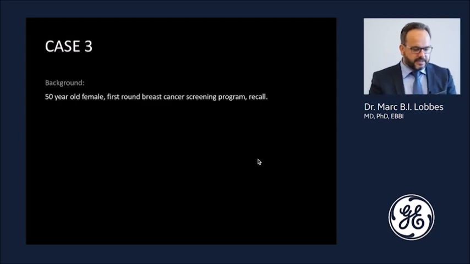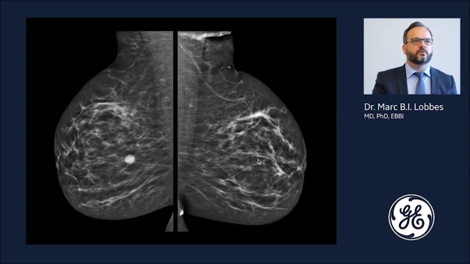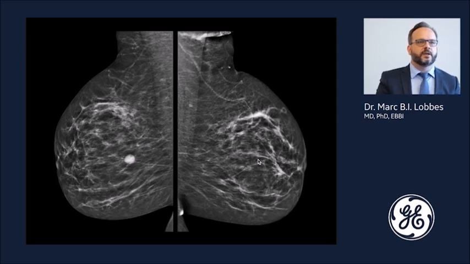Now, next case, case number 3, again is a 50-year-old female. Again, first round of breast cancer screening, no relevant complaints, no relevant risk factors or family history. And she presented to us with this mammogram. This is the low energy image. Again, both breasts in 2 views.